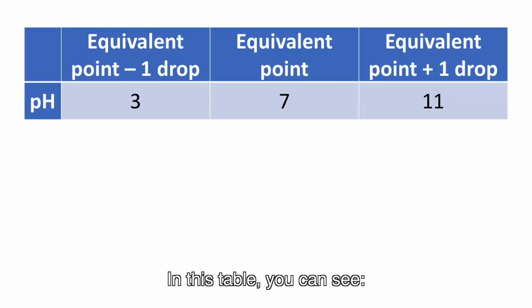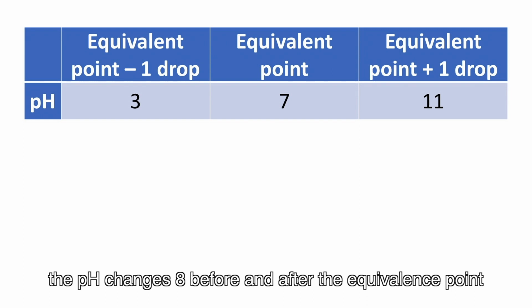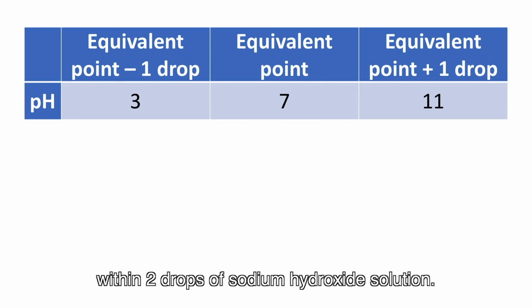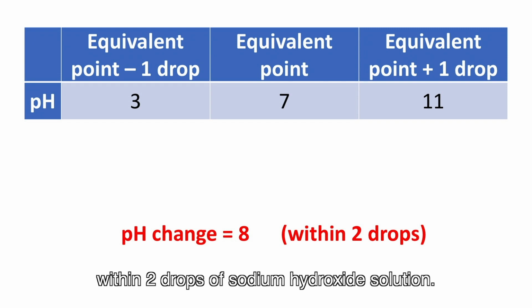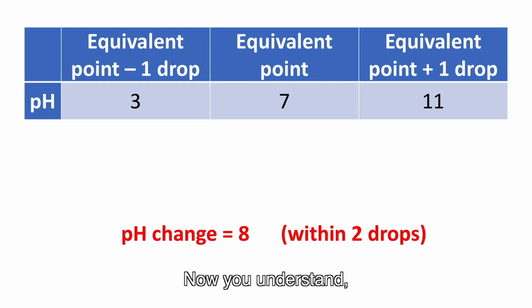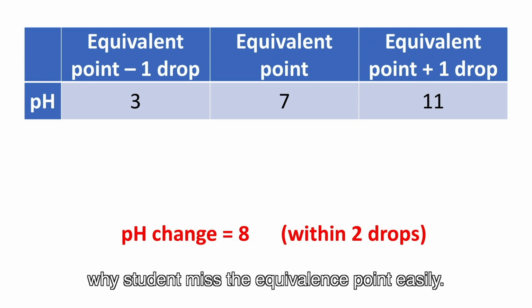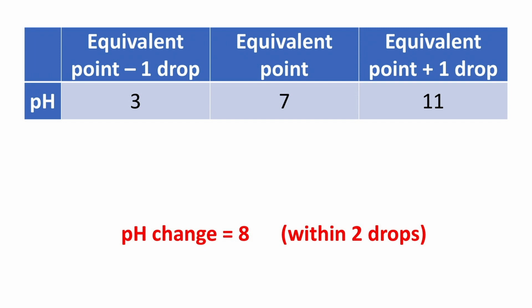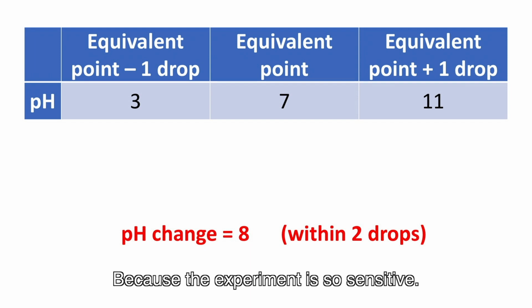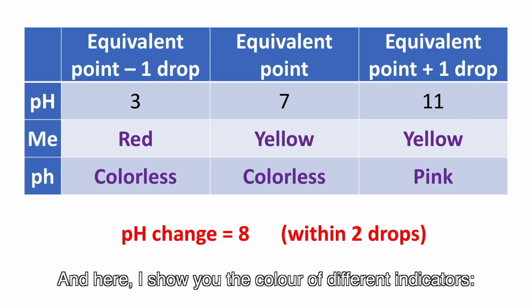In this table, you can see the pH change before and after the equivalent point within 2 drops of sodium hydroxide solution. Now you understand why students miss the equivalent point easily during the titration, because the experiment is so sensitive. And here I show you the color of different indicators.